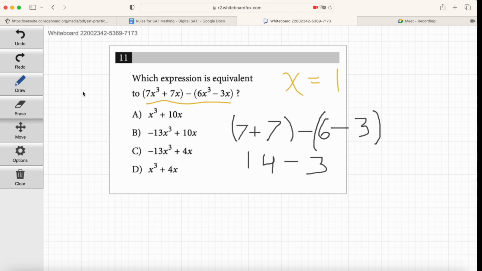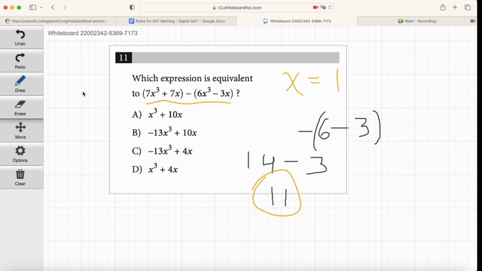What's 14 minus 3, Tanner? Use that calculator. 11. Don't make the mistake I made earlier. There you go, it's 11. All right, so the right answer has to give us 11 when x equals 1. Does that make some sense, Tanner? Okay, so we're looking for 11 when x is 1.